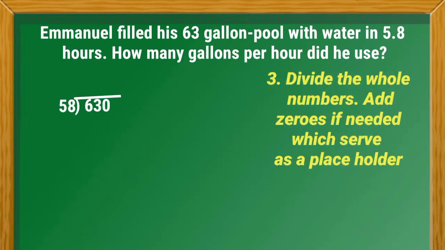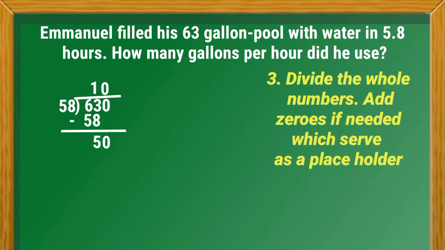63 divided by 58 is 1. 1 times 58 is 58. We are going to subtract: 63 minus 58 is 5. Bring down 0. So 50 divided by 58 is 0. 0 times 58 is 0. 50 minus 0 is 50.